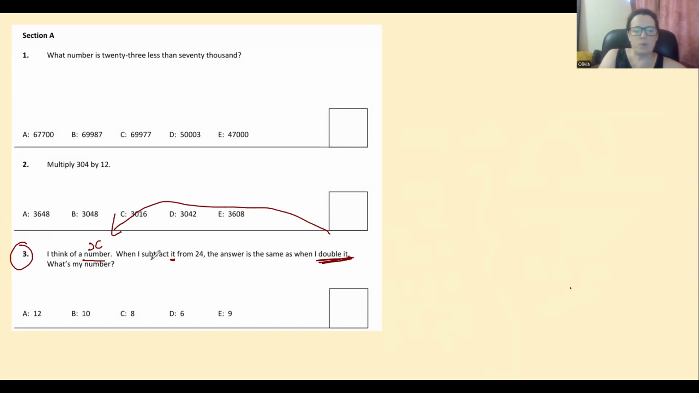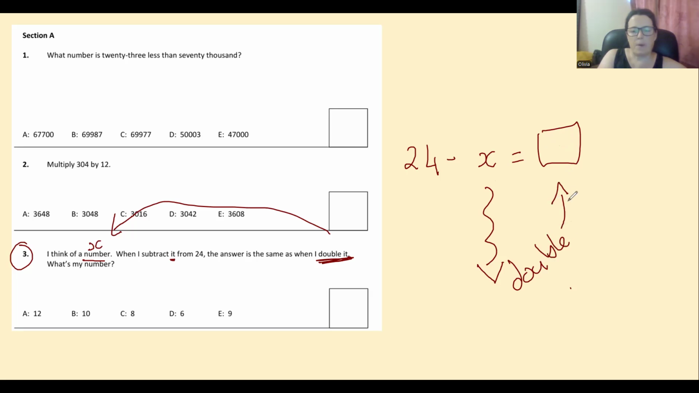Let's write that so it makes more sense. I think of a number. I'm going to pretend my number, as I said, is X. When I subtract it from 24, the answer, so this is the answer here, is the same as when I double it. Okay, so the answer here should be the same as when I double X, when I double my number. Let's try each of these numbers to see how it works out. So I'm going to replace X, I'm going to put 12 in instead of X.